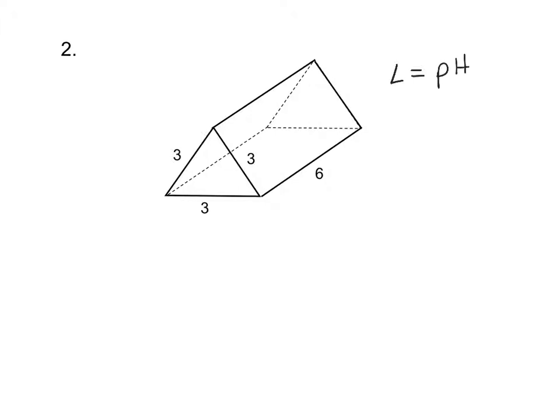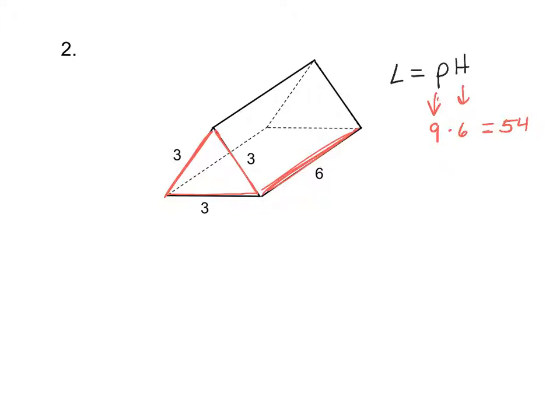times the height. Okay, so now in this case, the perimeter is going to be the distance around this triangle. So in this case, the perimeter, 3 plus 3 plus 3 is 9. And if you imagine it sitting straight up and down, this 6 is considered the height. So when I multiply those together, I get 54. Okay, so now I need to take a look at the area of the base.